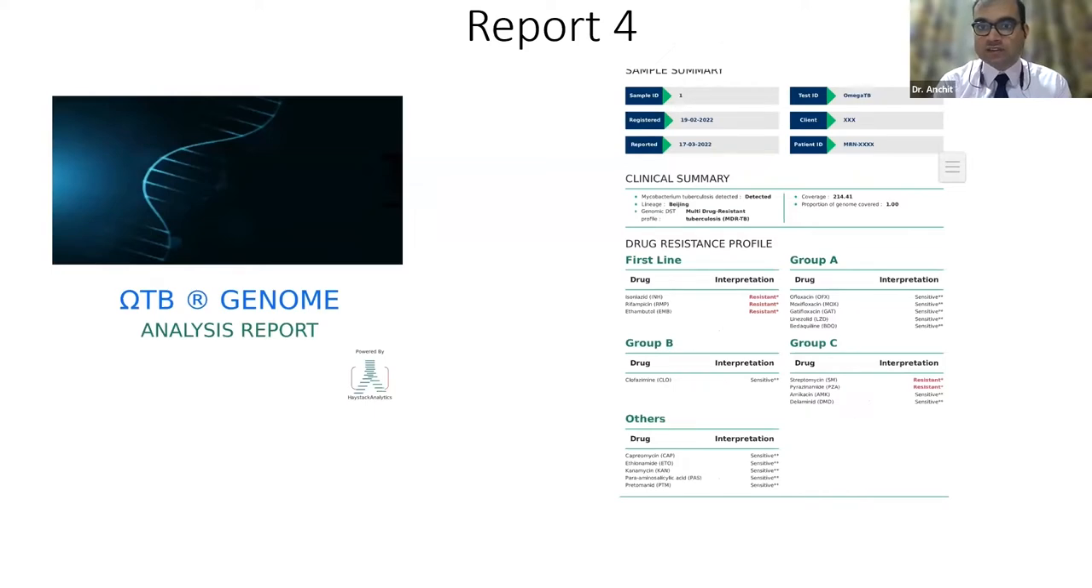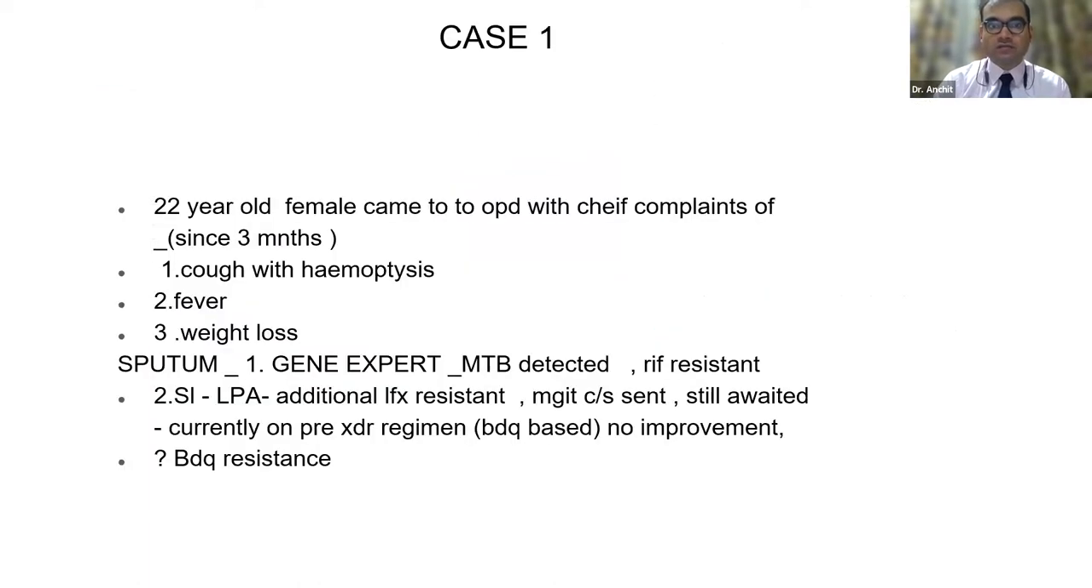In this one, there is resistance to isoniazid and rifampicin. So that is the MDR, and group A drugs are all sensitive. So what I will give him is that oral longer bedaquiline-containing regimen, which we already discussed. So I will now just share some cases where I faced some problems because the whole genome sequencing was not available to me at that time.